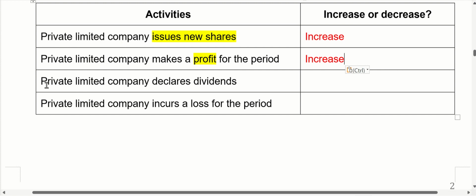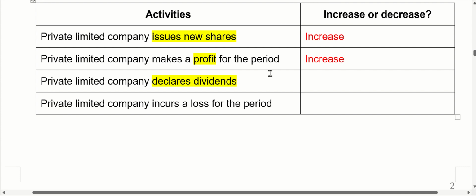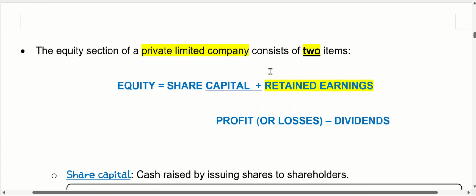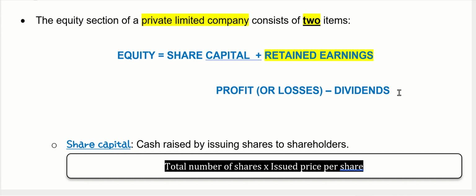Now let's take a look at what happens when your private limited company declares dividend. Declare dividend means you tell all your shareholders, I am going to pay you a dividend. All right, so that's a declaration of dividend. So when you have declared a dividend, what happens to your shareholders' equity? Now, when you declare dividend, dividends go up, right? You have more dividends. Agree? But you need to be very careful because there is a minus sign in front of the dividend.